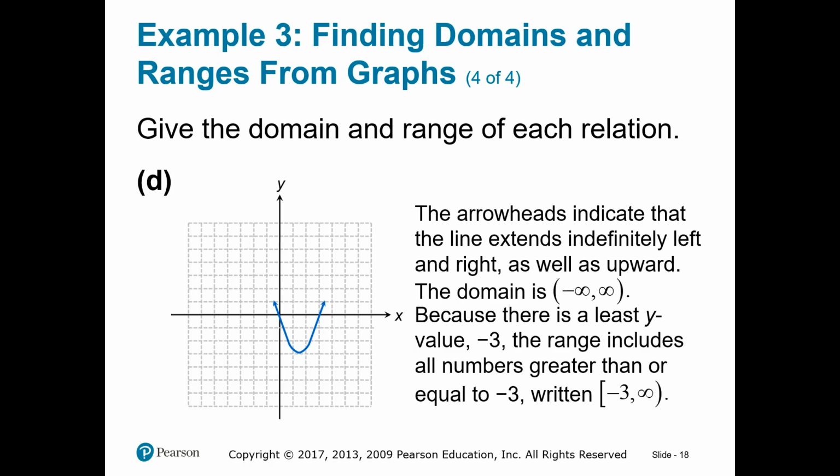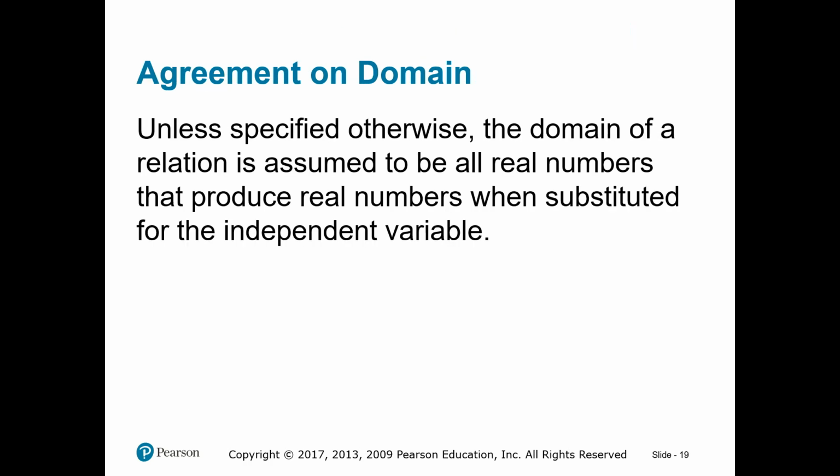Did you get it? Good. So now, when we talk about the domain, unless it's specified otherwise, we assume the domain is real numbers. And for the range, when your input is real numbers, the output is also real numbers, right?